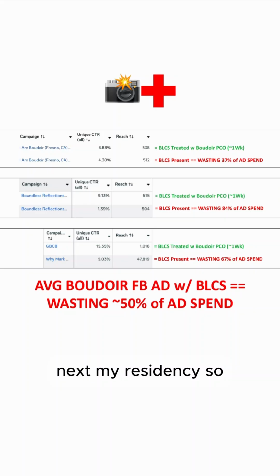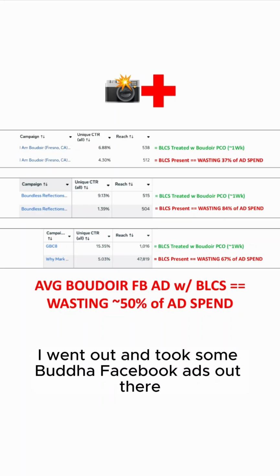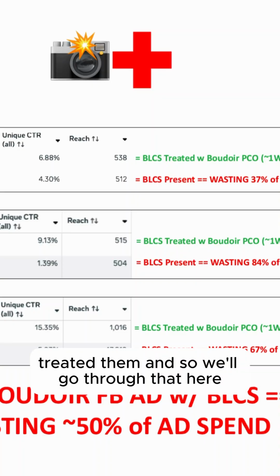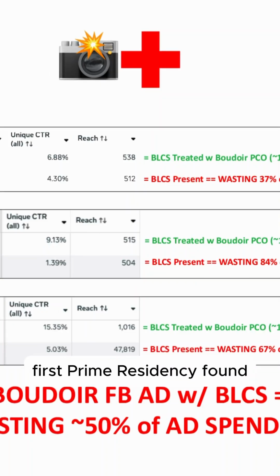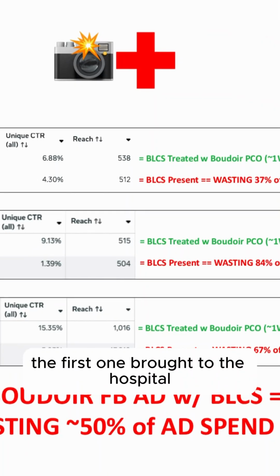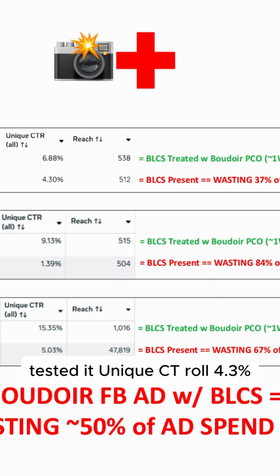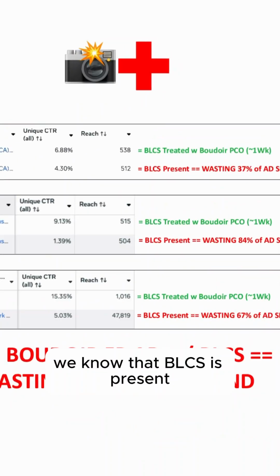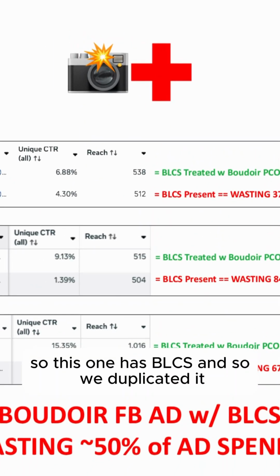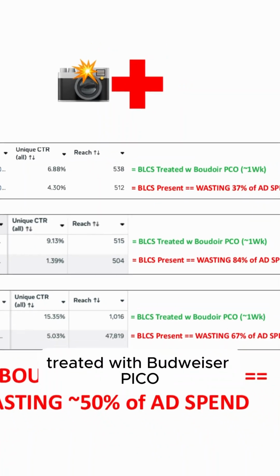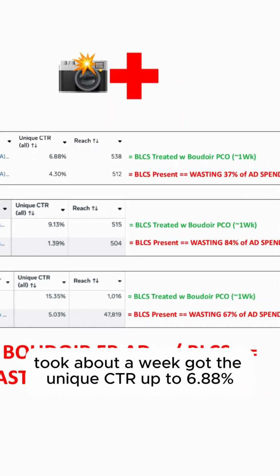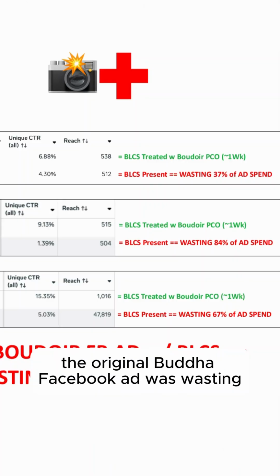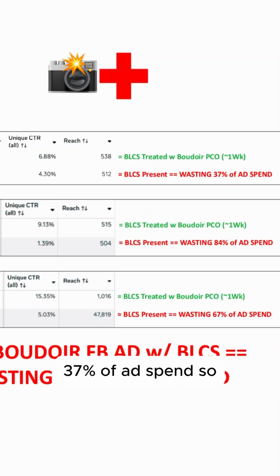Next, my residency. So I went out and took some boudoir Facebook ads out there in the universe, brought them back to the hospital, tested them, treated them, and so we'll go through that here. First part of my residency, found the first one, brought it to the hospital, tested it. Unique CTR 4.3%. Anytime unique CTR is under 6%, we know that BLCS is present. So this one has BLCS. And so we duplicated it, treated it with boudoir Pico, took about a week, got the unique CTR up to 6.88%. And so we found out the original boudoir Facebook ad was wasting 37% of ad spend.